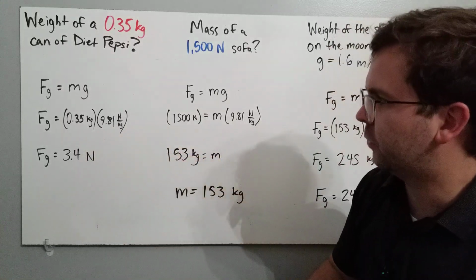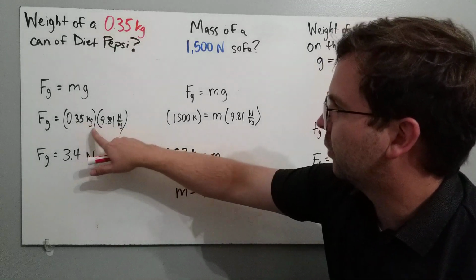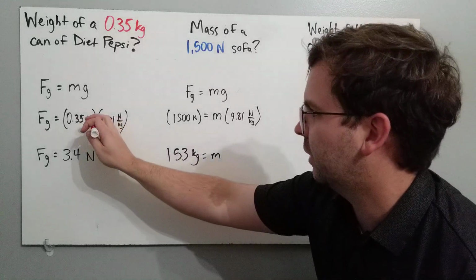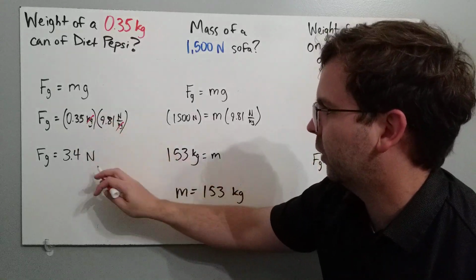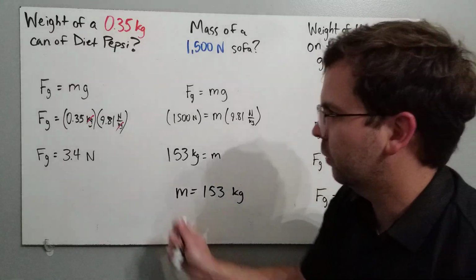And notice how the units here cancel each other out. We have kilograms and then newtons per kilogram. You multiply those units together, and they cancel each other out. We're left with newtons as our answer. So 3.4 newtons is the weight.